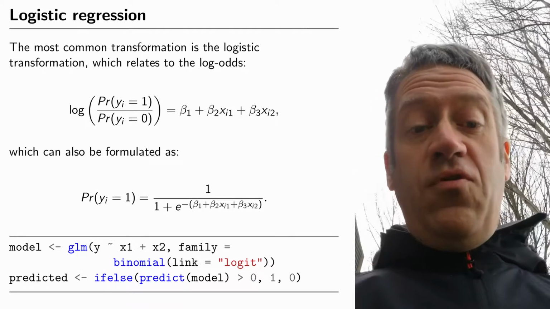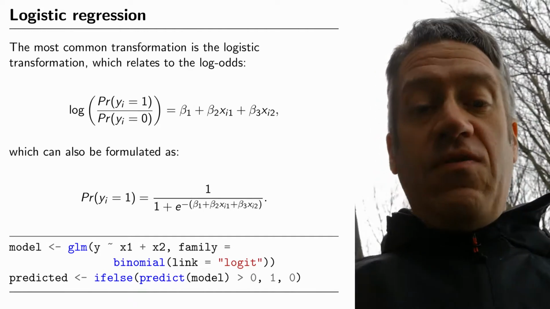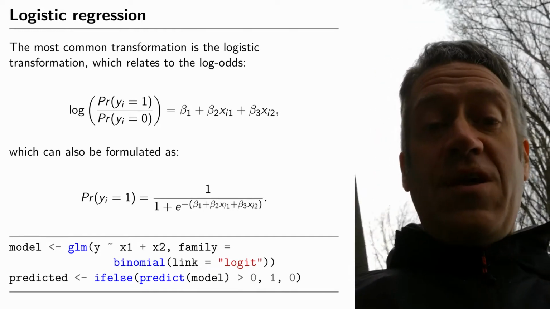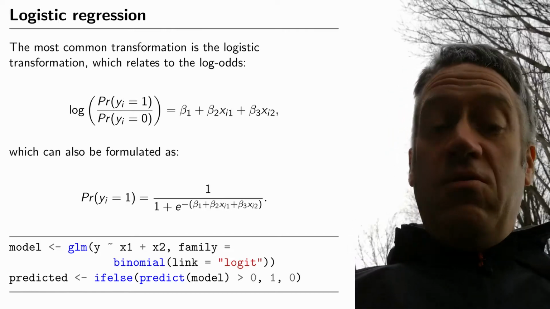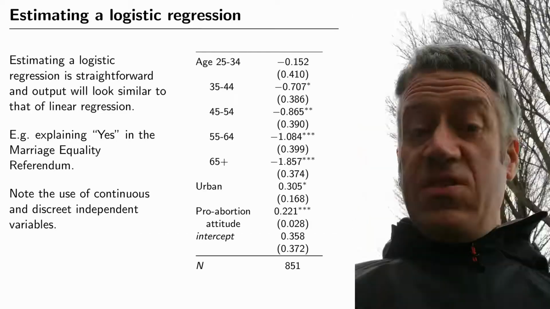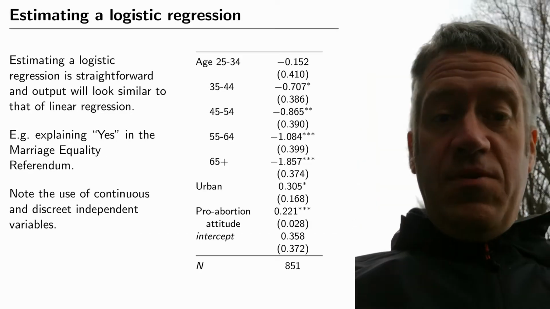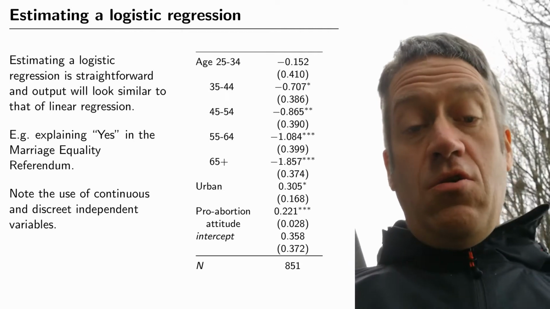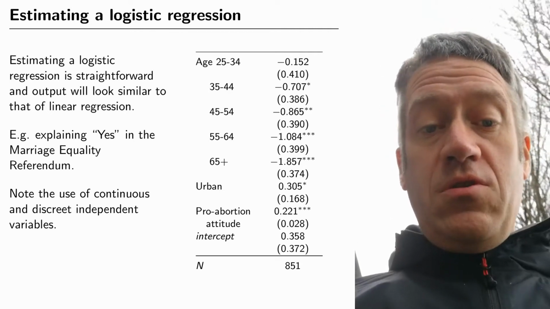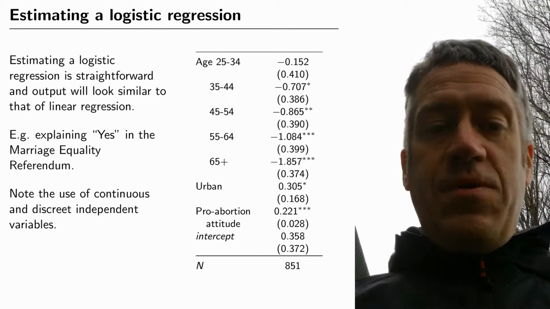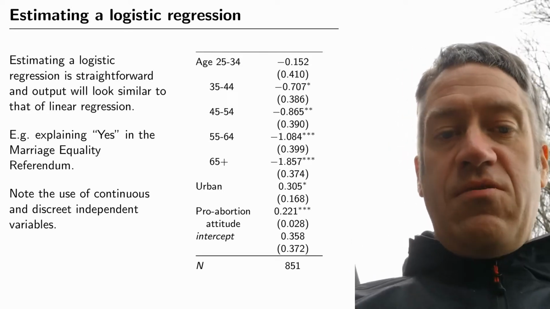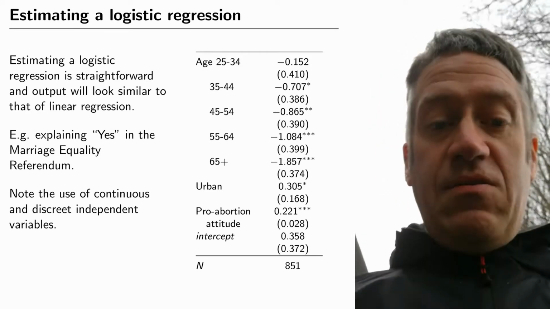It's relatively straightforward to implement in R. It looks very similar to a linear regression, but you have to make explicit that you're looking at the logistic regression. The regression table that you then obtain also looks similar to that for a linear regression. So you get for each of the independent variables a coefficient, and perhaps in parentheses below it the standard error. We are not going to discuss standard errors.